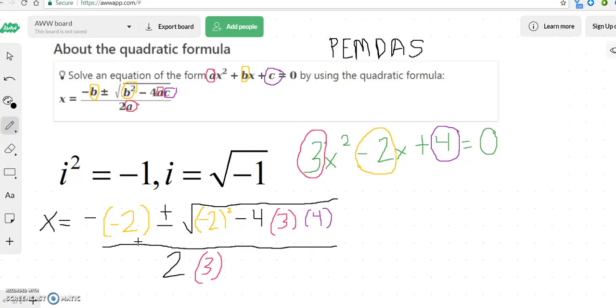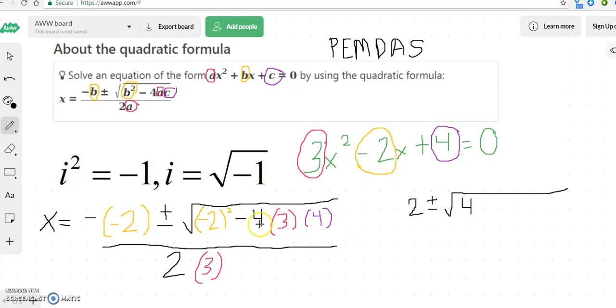So keep all of that in mind as we're working next, okay? So what we're going to have next is negative times -2, which is going to give us a +2. So I'm going to write that over here. We're going to keep the plus or minus. Square root we're going to keep. Now, -2 squared. 2 squared gives us a 4. -2 squared gives us a +4 because a negative times a negative gives us a positive. So we have a 4 right here.